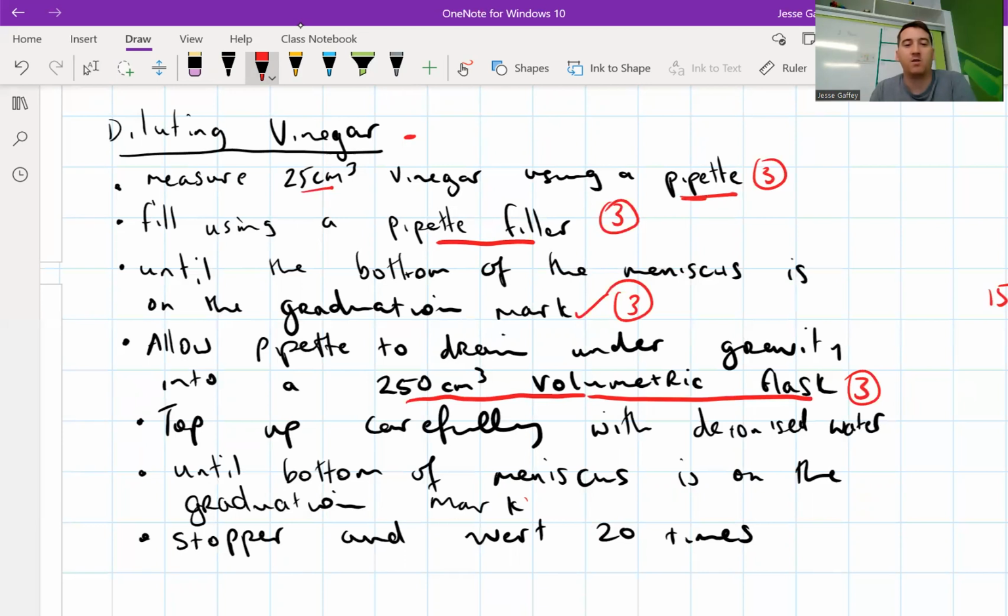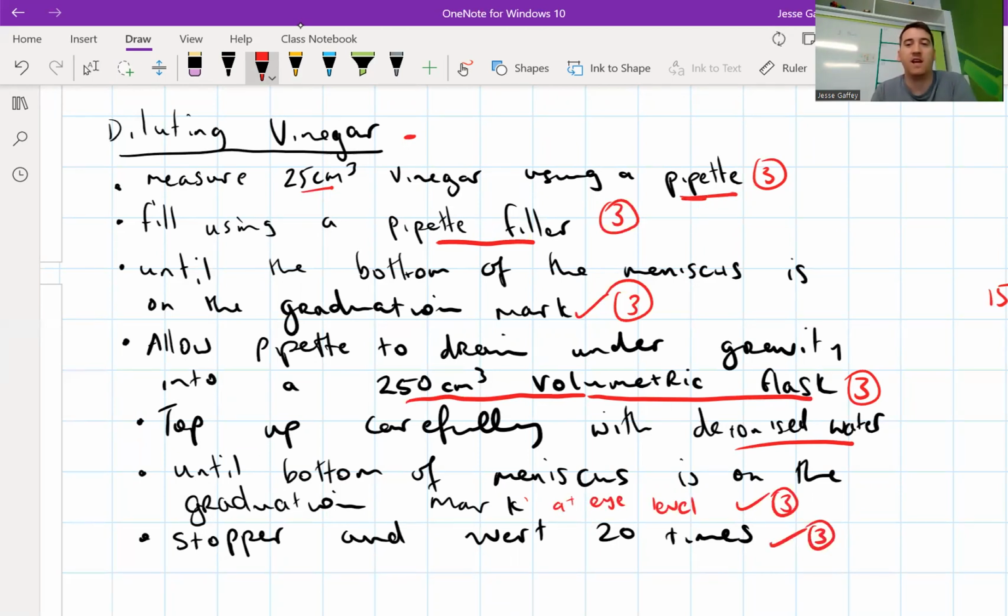Okay, we're not finished yet because we haven't diluted it. We're going to top up carefully with deionized water. Make sure we mention deionized water, not standard tap water. And how do we read the level? We read it until the bottom of the meniscus is on the graduation mark. You could say at eye level. So I've actually forgotten something there. At eye level, reading at eye level. Okay, there's another 3 marks. And then stopper and invert 20 times is another 3 marks.